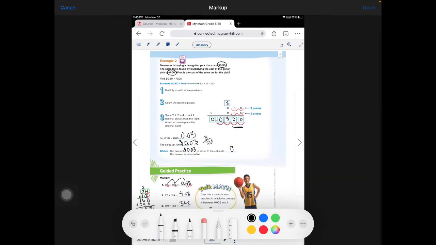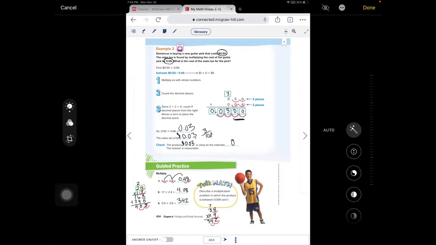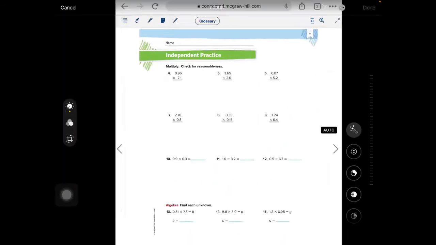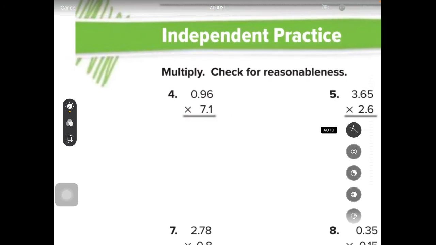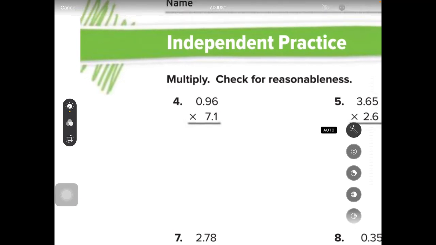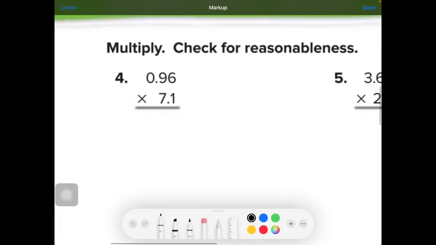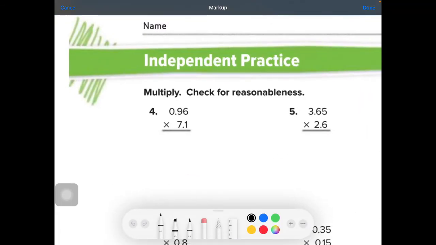Okay, join me on the next page. Okay, grab your graph paper and let's do number 4. Alrighty, 1 times 6 is 6. Oops, gotta get my markup going on here. There we go. All right, number 4. 1 times 6 is 6. 1 times 9 is 9. 1 times 0 is 0.